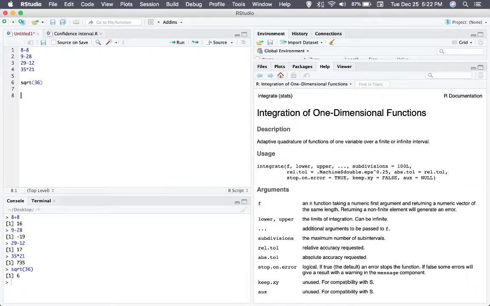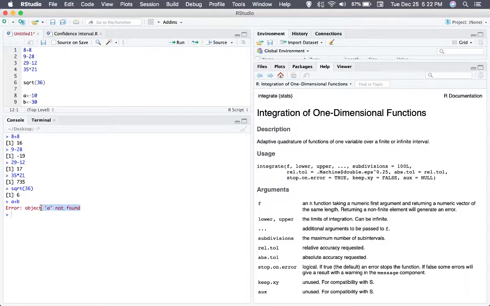Next, I define A, B, C. I say A equal 10, B equal 30, C equal negative 20. So I need to find the answer for A plus B. I type A plus B and click on run, but we don't get the answer. Here you see we have an error: object A not found. Why do we have this error?